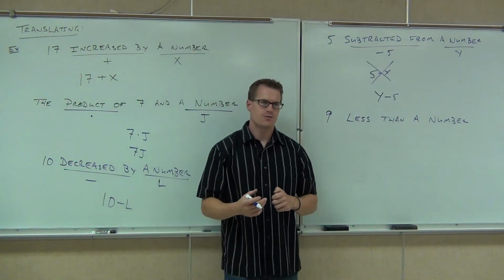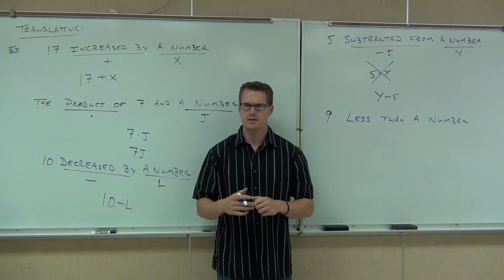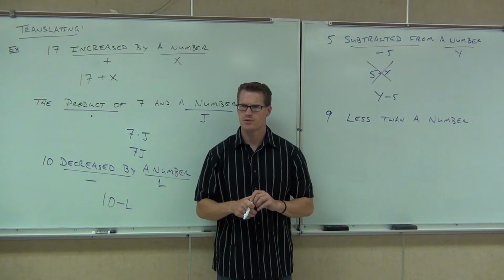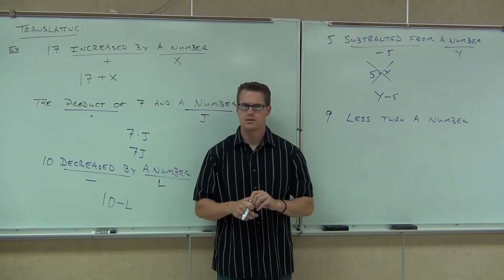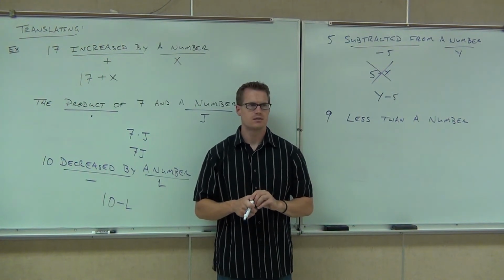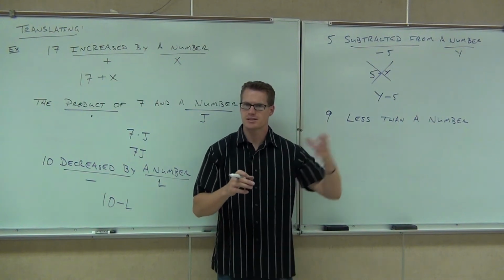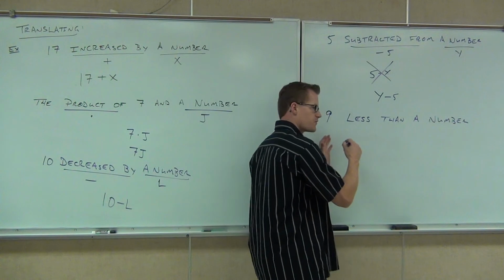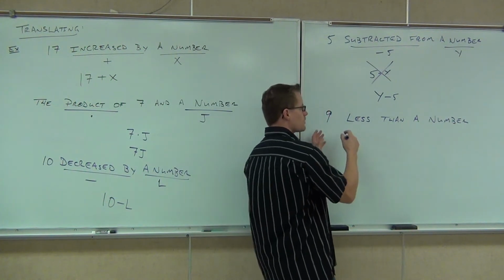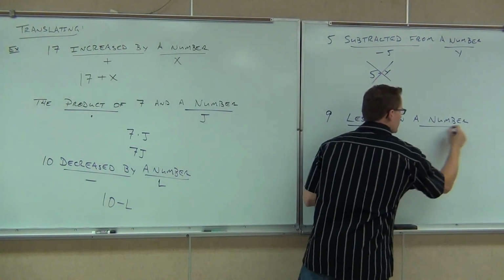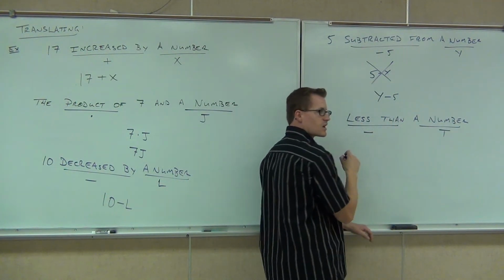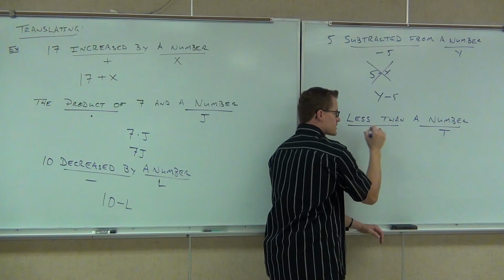If I say you have 7 less than 15, think about this one. If I say you have 7 less than 15, how much do you have? 15 minus 7. Right. How much is that? 8. So if I say less than, it's the same thing as a subtracted from. If I say 7 less than 15, what you're doing is 15 minus 7. Here I'm saying 7 less than a number. Let's pick t. Less than means minus that number.